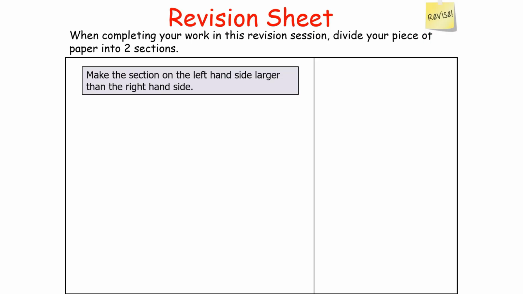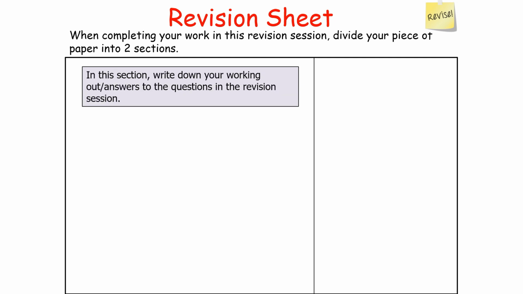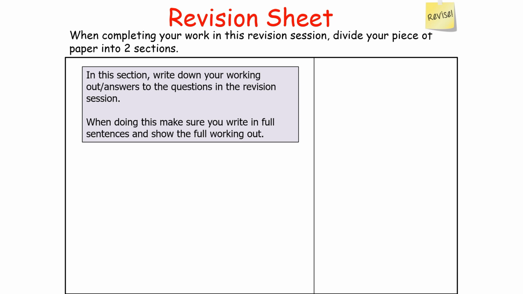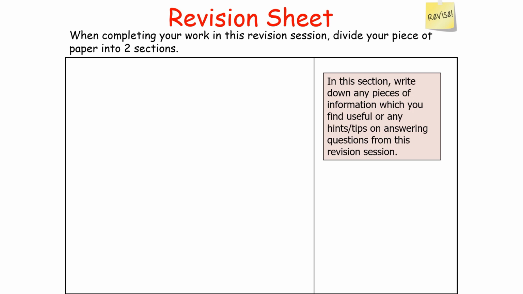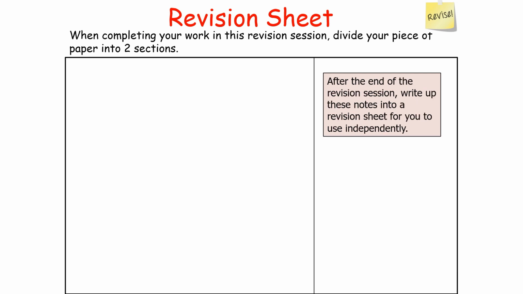So how can we prepare in this revision session? Well, when completing your work in this revision session, divide your piece of paper into two sections. Make the section on the left hand side larger than the right hand side, and in this left hand side section write down your working out and answers to the questions in the revision session. Now when you're doing this, make sure you write out your answers in full sentences and show your working out. Whilst on the right hand side, write down any piece of information which you find useful or any hints and tips on answering questions from this revision session. And at the end of the revision session, write up these notes into a revision sheet for you to use independently.